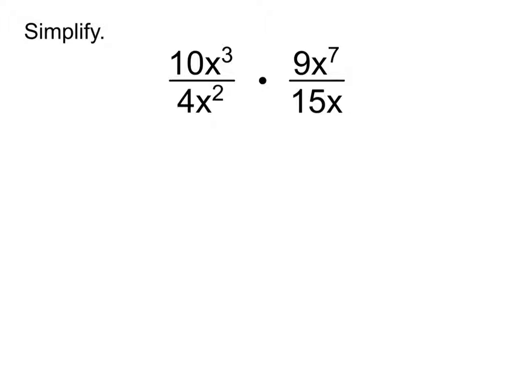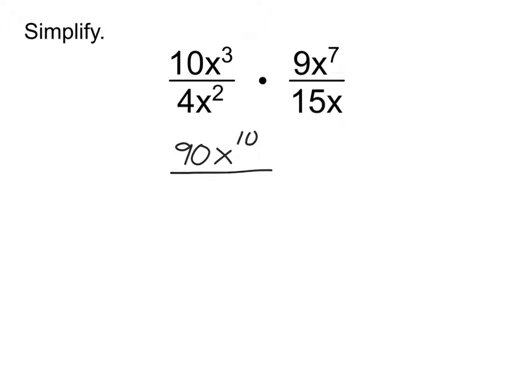So, let's do that. For the top, we're going to do 10x cubed times 9x to the 7th. That means I've got to do 10 times 9, which is 90. And then x cubed times x to the 7th. Remember, when I multiply the x's, I add their exponents. So 3 plus 7 is going to give me 10. So that's 90x to the 10th.